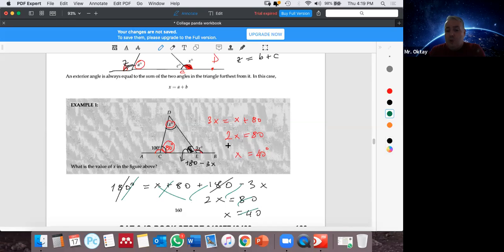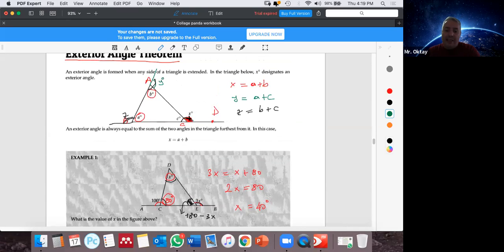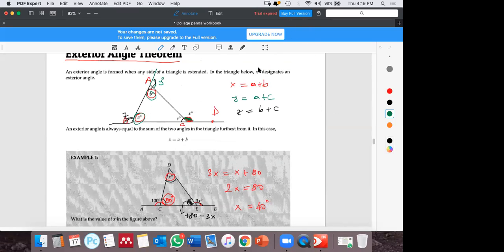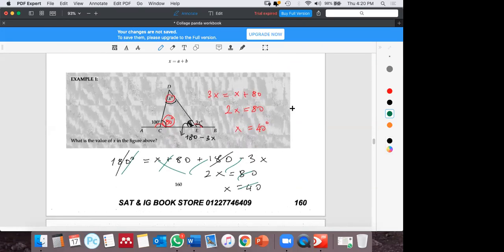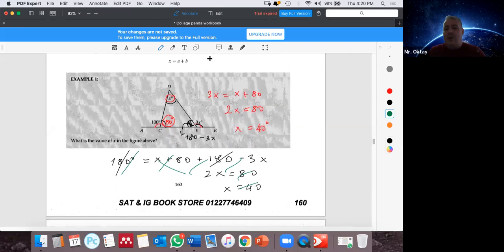Just know the rule that one exterior angle, which is angle x, is equal to the sum of the two non-adjacent interior angles. That's it. Okay? A student asks: can you scroll down? What is 180 equals x plus 80 plus 180? This is a very long way, no need.